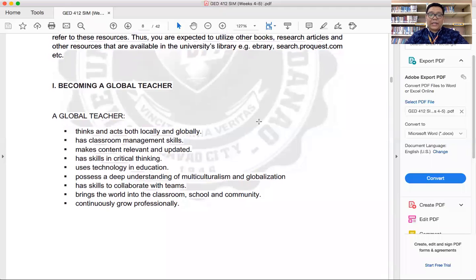A global teacher has classroom management skills. That means a global teacher must know how to manage the class very well by making sure that certain procedures or measures are implemented inside the classroom setting.